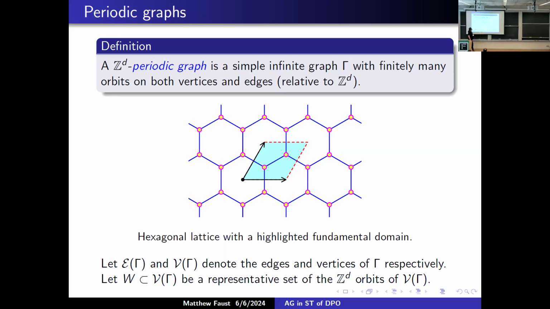We're going to refer to a representative set of the vertices, for example this vertex and this vertex, and a representative set of the edge orbits as a fundamental domain. This won't come up too much, but I'm going to use E_Gamma and V_Gamma to denote the edges and vertices of Gamma, respectively.